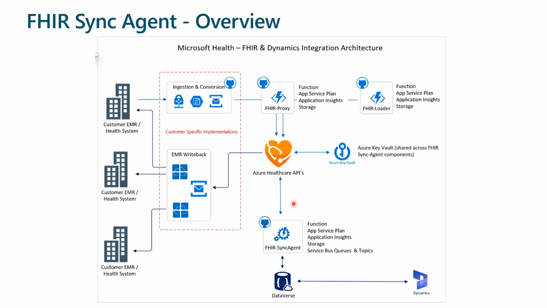If you look at the architecture, FHIR Sync Agent sits between Azure API for FHIR and Dataverse. FHIR Sync Agent consists of some Azure components, that is Azure Functions with app service plan, Application Insights, storage, Service Bus queues, and topics. It reads the configuration stored in Azure Key Vault and processes the messages received from FHIR in the FHIR updates queue and from Dataverse in the Dataverse updates queue. Essentially, Sync Agent is responsible for processing and transformation of the changes from both directions, that is from Azure API for FHIR to Dataverse and from Dataverse to Azure API for FHIR.